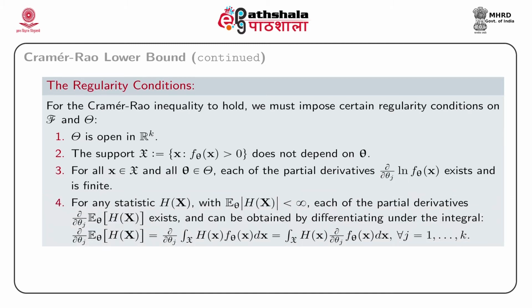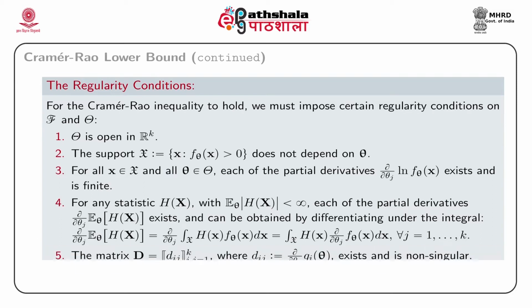Number 4. For any statistic h(x) with expectation of mod h(x) under theta less than infinity, the operations of integration and differentiation with respect to theta i for all i can be interchanged in expectation of h(x), that is, del by del theta i of expectation of h(x) is equal to del by del theta i integral h(x) f theta x dx, which can be written as integral h(x) del by del theta i f theta x dx after interchanging the differential and the integral sign for all theta i.